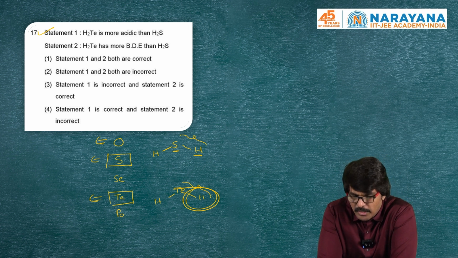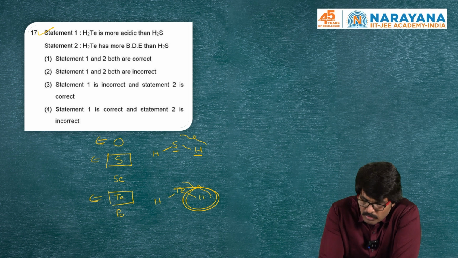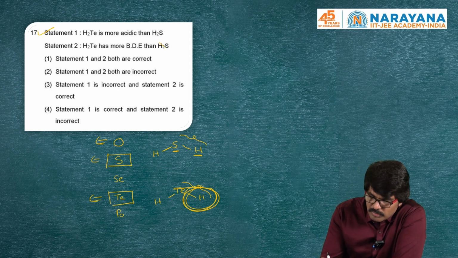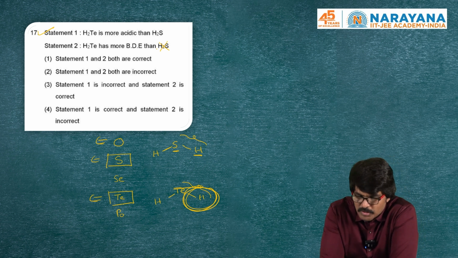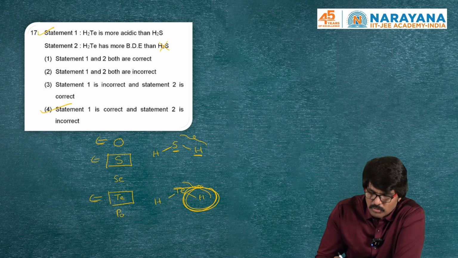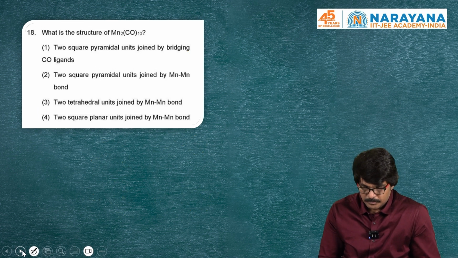Statement 2 says H2Te has more bond dissociation energy. No, it has less bond dissociation energy. Therefore, this is the wrong statement. Therefore, statement 1 is correct. Statement 2 is incorrect. So, the answer is the fourth option.